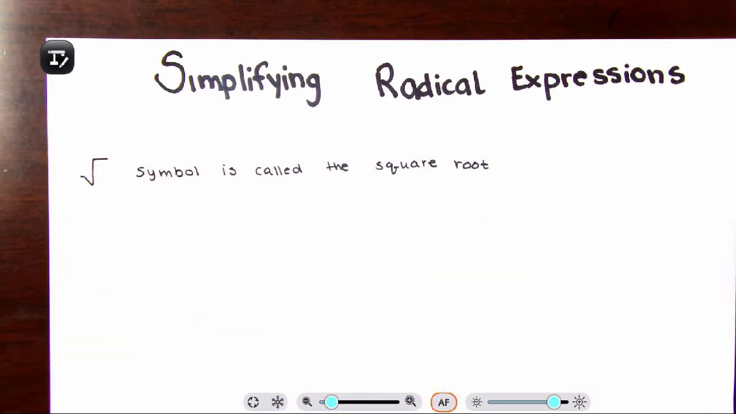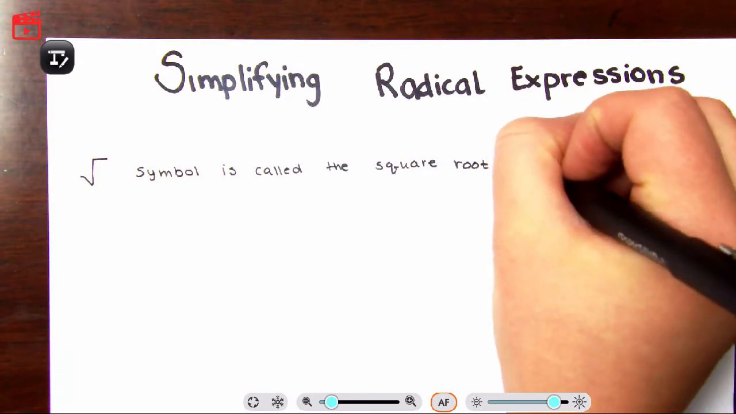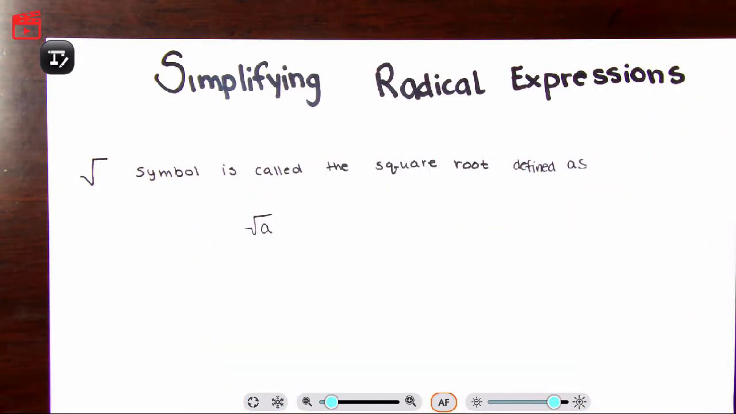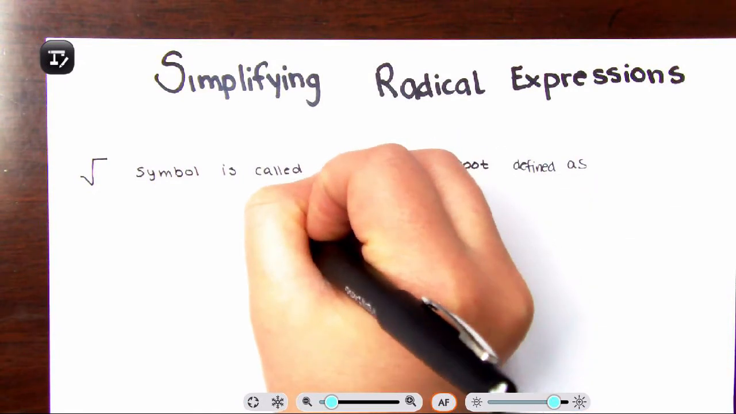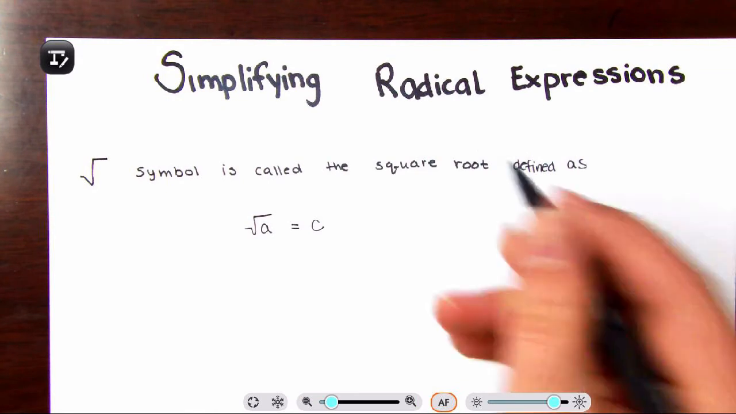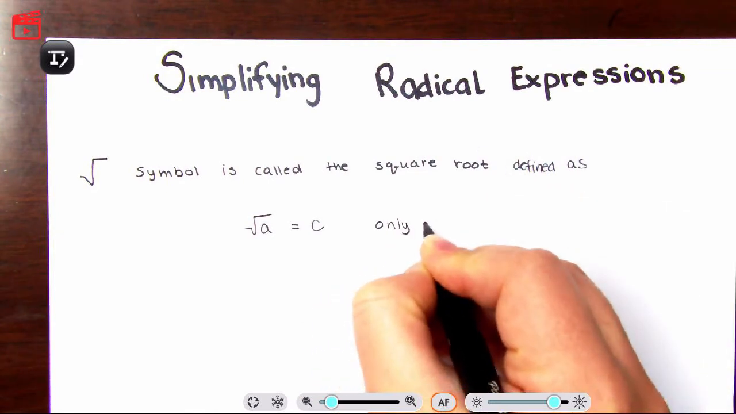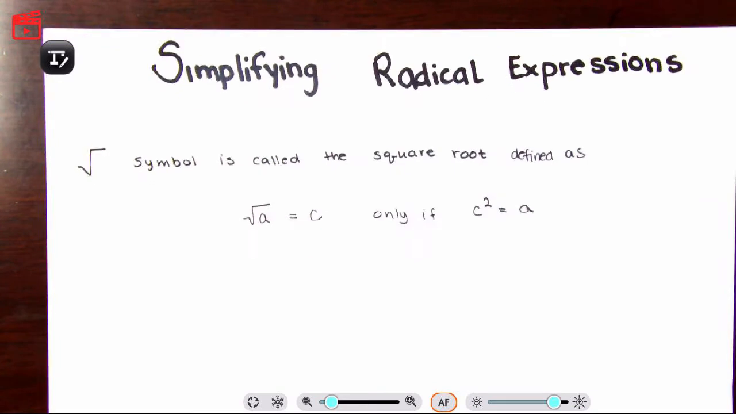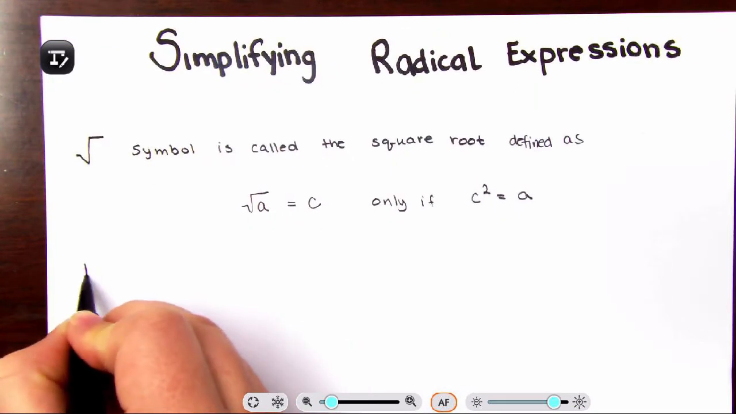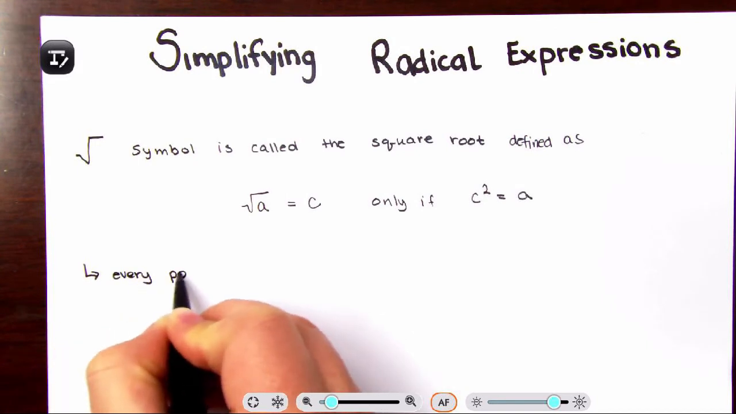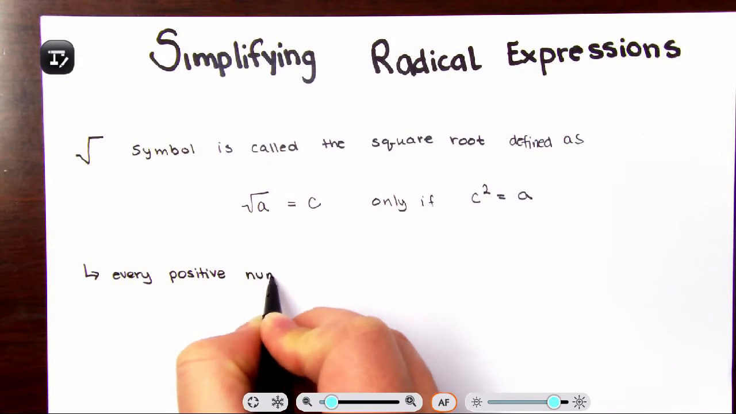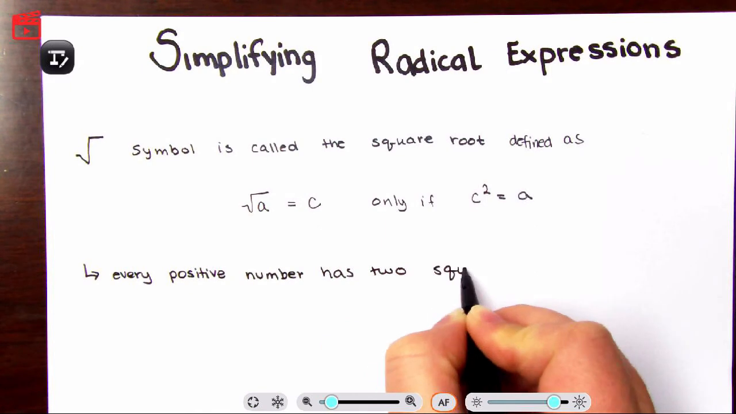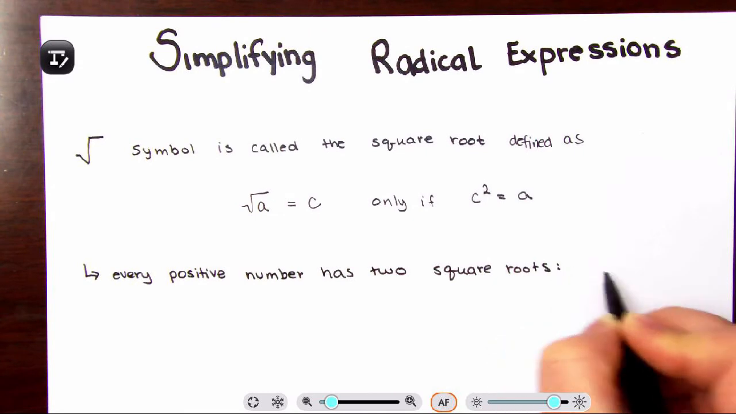But in this case, there is a hidden 2 here, and it's defined as: you take the square root of a number A that's equal to C if and only if C squared is equal to A. Now, I want to point something out for you, that every positive number has 2 square roots, a positive and negative.